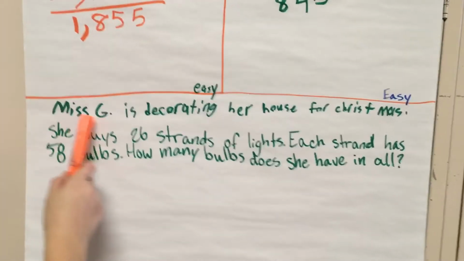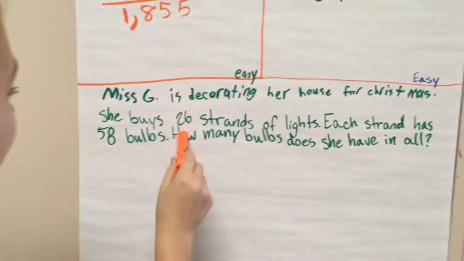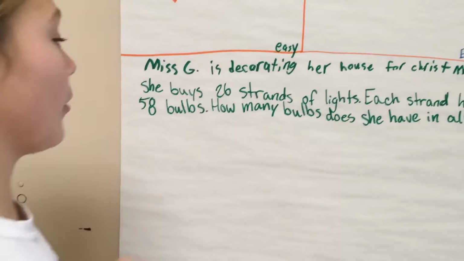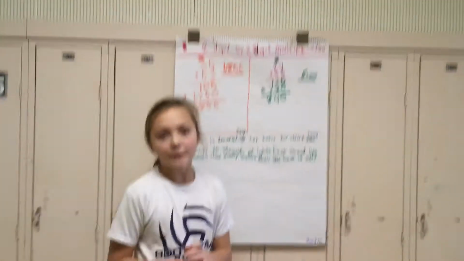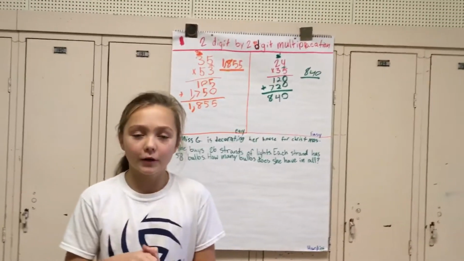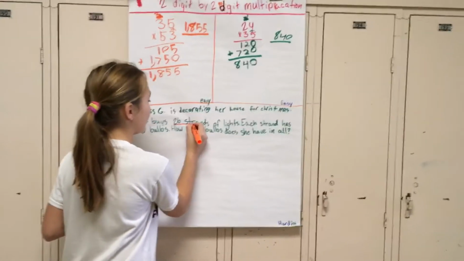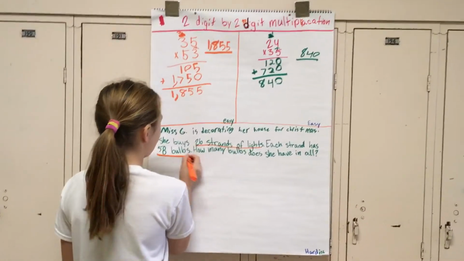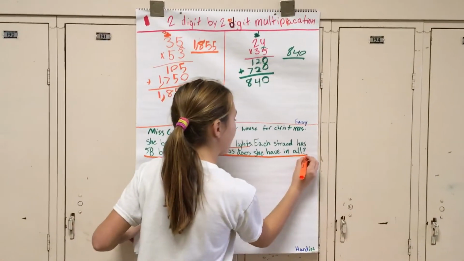So the problem says Miss G is decorating her house for Christmas. She buys 26 strands of lights. Each strand has 58 bulbs. How many bulbs does she have in all? That's what we have to figure out. So first, I'm going to start out by underlining the important information, which is 26 strands of lights and 58 bulbs. And the last one is how many bulbs does she have in all?